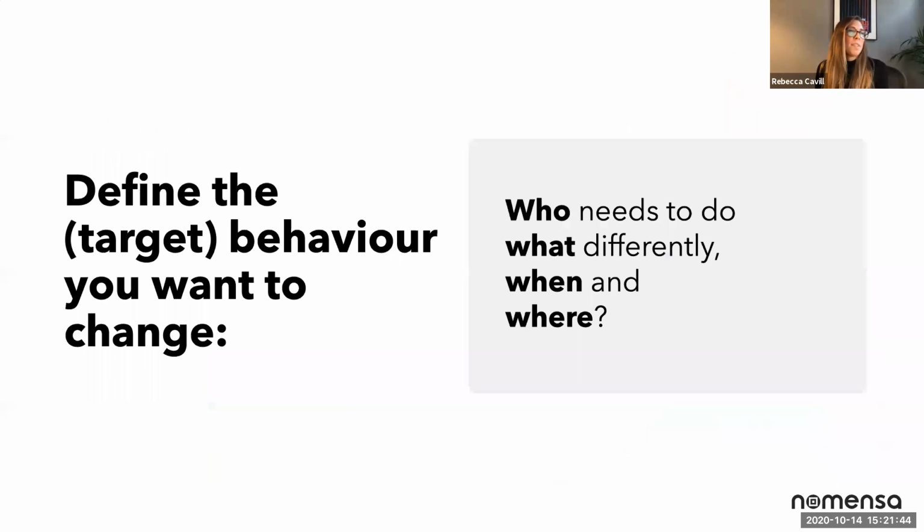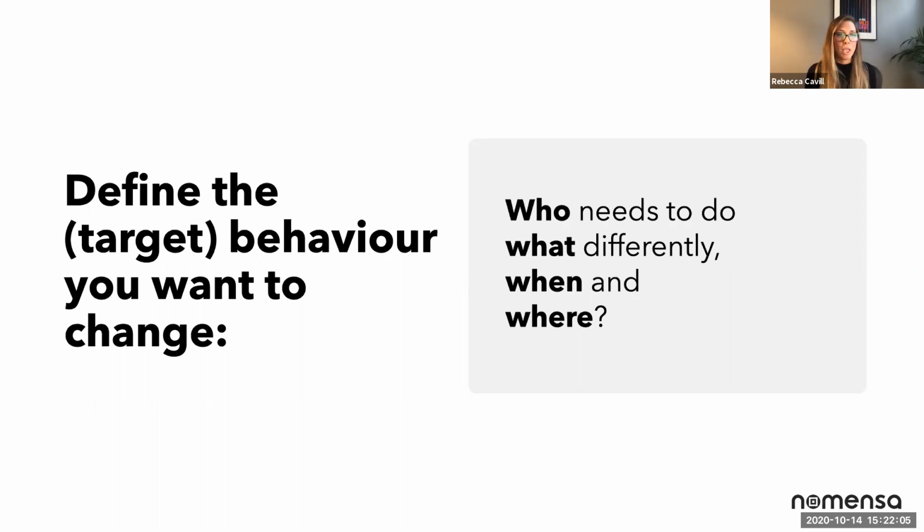Okay, so where do we start? The point of behaviour change design is to facilitate the performance of target behaviours. Every behaviour change intervention has one or more target behaviours. A target behaviour is a specific behaviour that designers are trying to affect, whether they want people to do something more, do something less, or just do it differently than how they're doing it already.